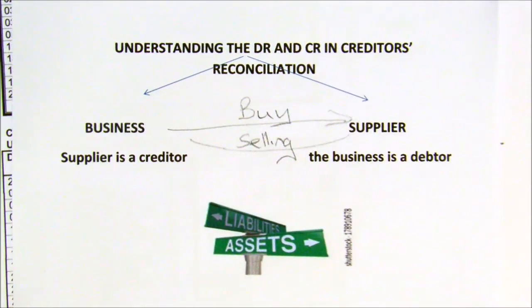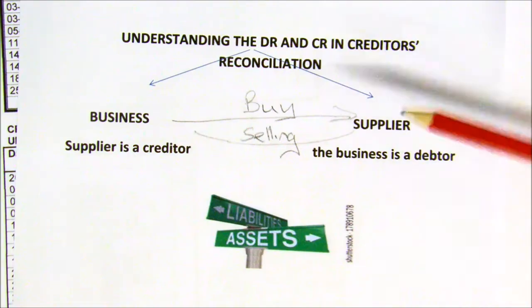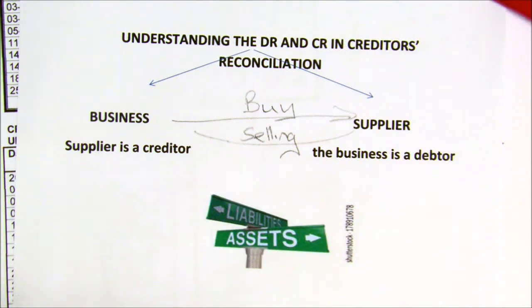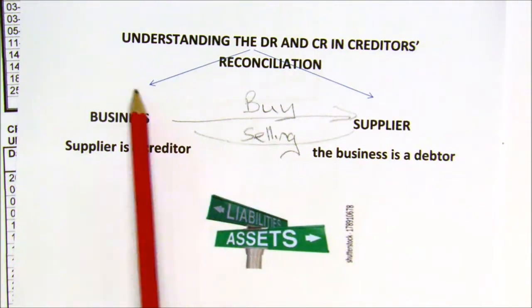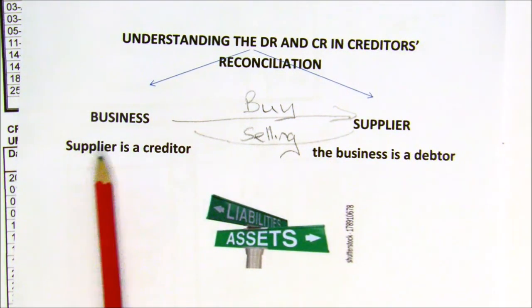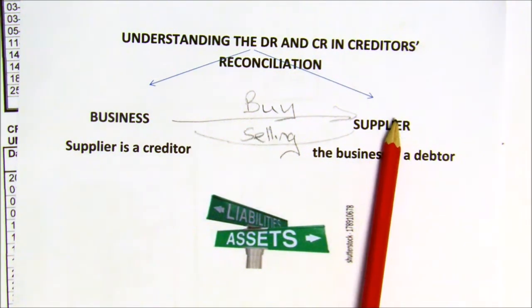Right, now I want to help you with task 3.30 because some of these entries can get a bit confusing. But before we look at it, we need to understand how the creditors recon works and who the respective people are. Now you are a business and you are buying goods from a supplier who's your creditor. So you're buying from the supplier.